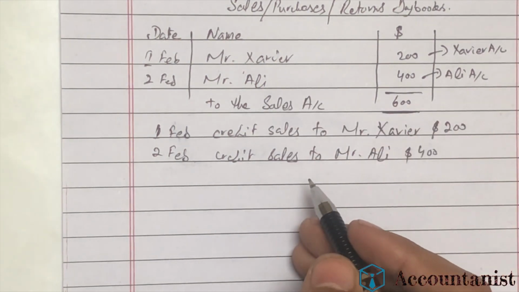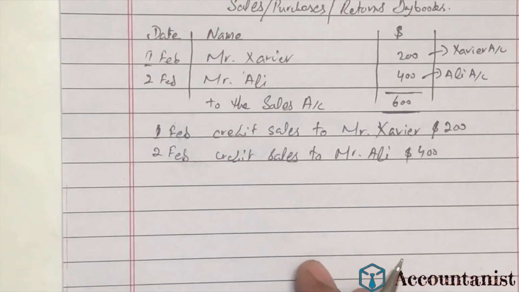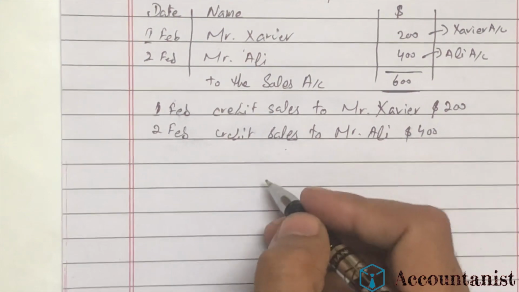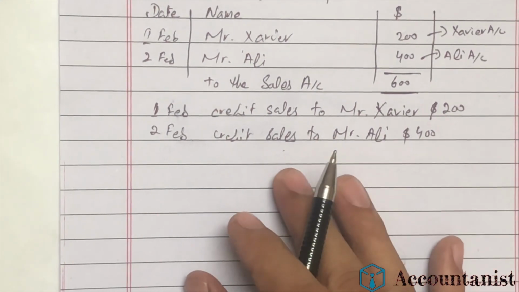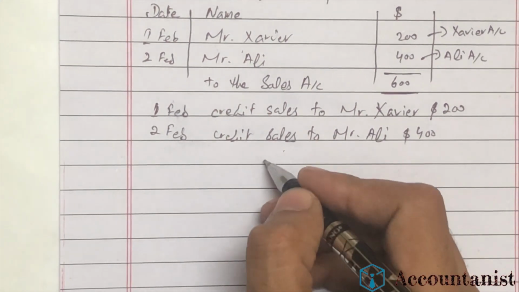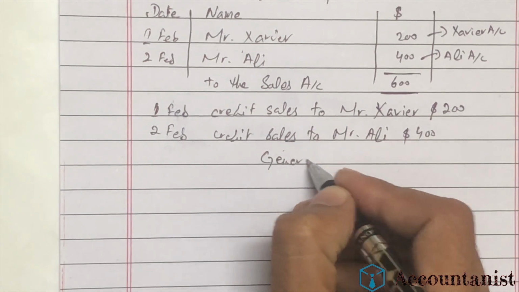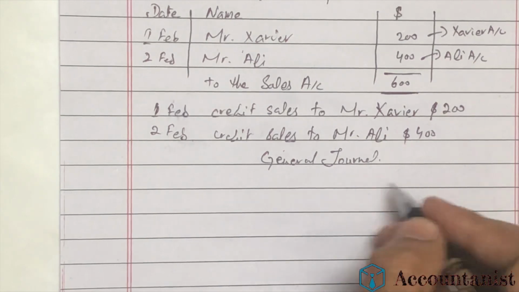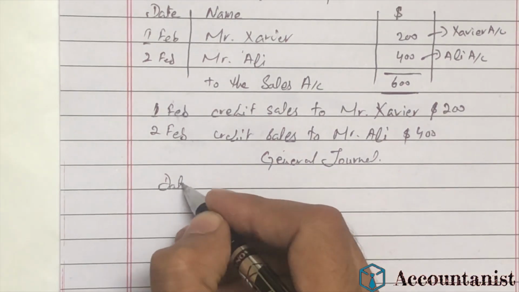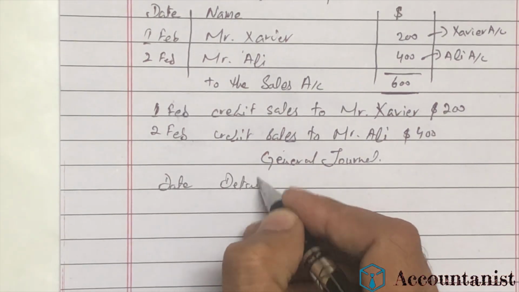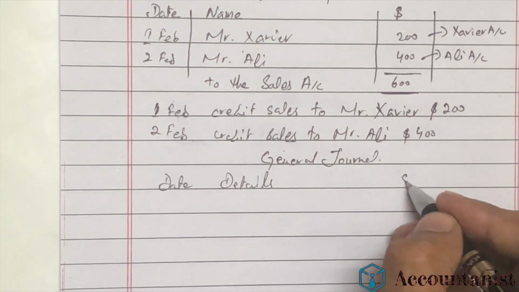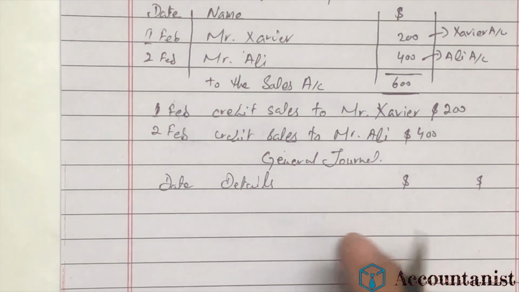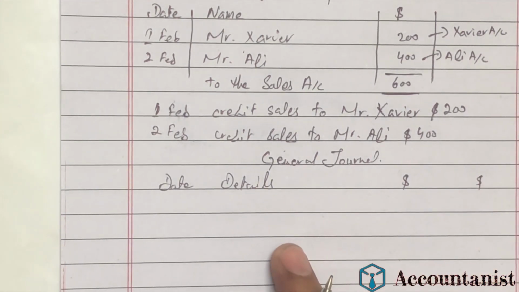So we'll do these entries in the general journal. If we are going to transfer this, we'll write it here in the general journal. I'm going to make it for you guys. So we have it here, that will be our general journal, in which we have date and details. It's the same format that we learned about with the double entry. So we have a debit amount and a credit amount here.